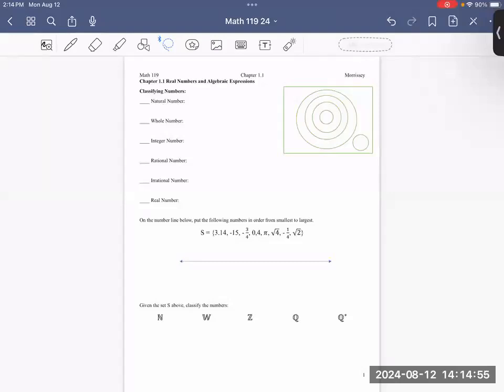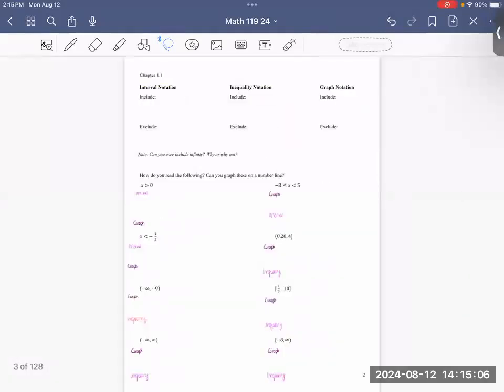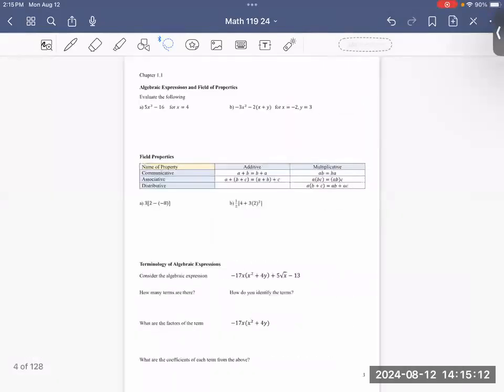Welcome to Math 119, where we are talking about Chapter 1.1, Real Numbers in Algebraic Expressions. So in this video, we are going to be talking about how to classify numbers, different types of notation, so interval, inequality, graph notation, some properties, and then some terminology at the end.